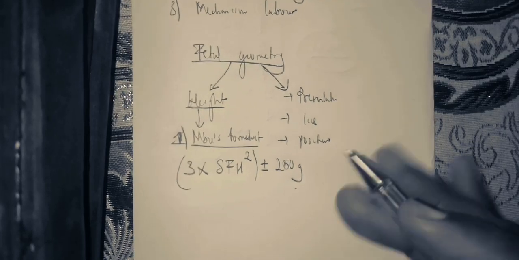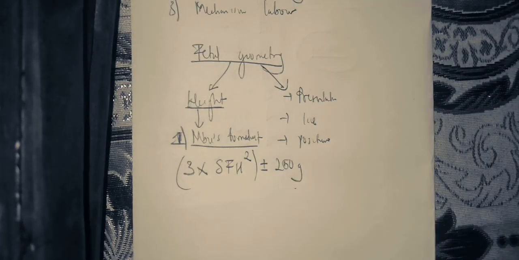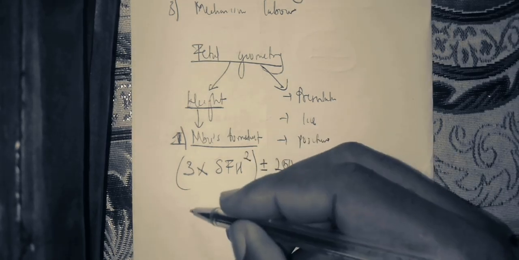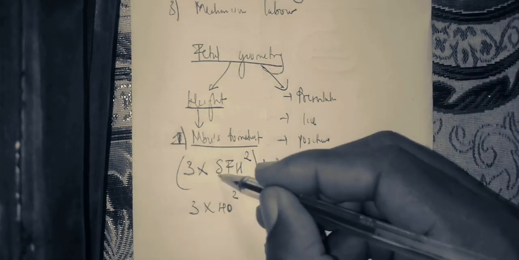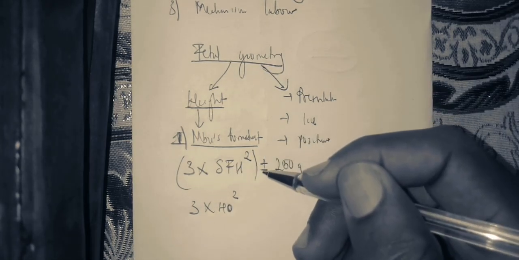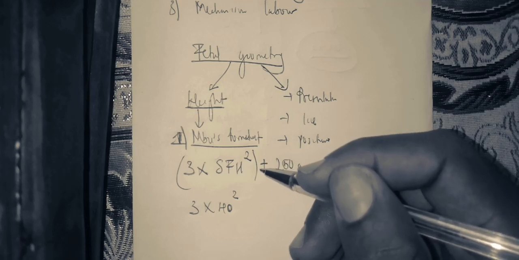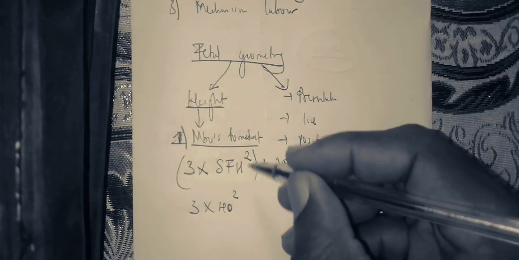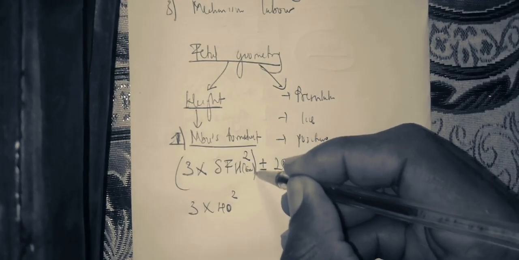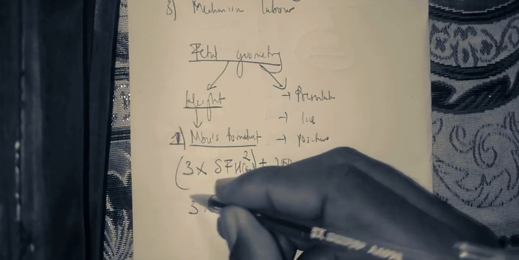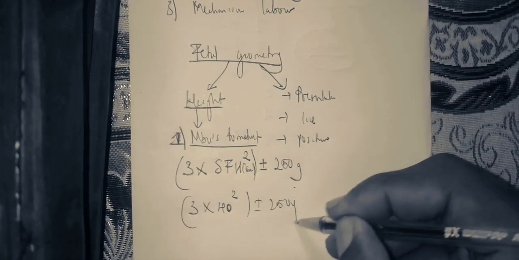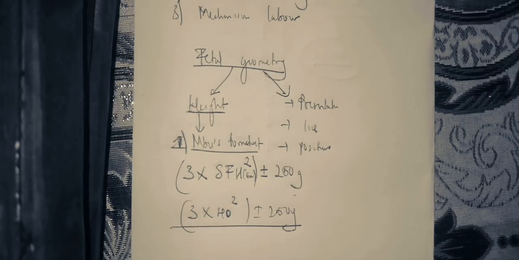So, an example of the Mbose formula application: if you have a symphysiofundal height of 40, it is 3 times 40 squared. The symphysiofundal height is measured from the top of the pubic symphysis up to the top of the fundus, in centimeters. So if you have 40 centimeters as the symphysiofundal height, you just do 3 times 40 squared, plus or minus 250 grams, and that gives you the estimated fetal weight. Is it clear?